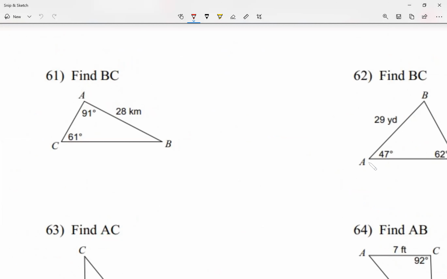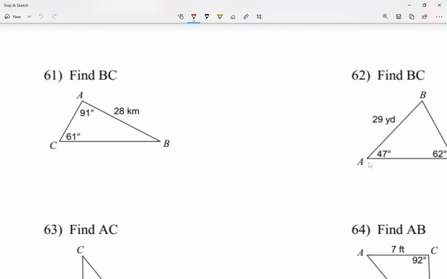Okay, now here, question 61. Have two angles. So for me to find the third angle, I'm going to go 180, right? The 180 is a whole triangle, minus 91 minus 61. So I minus these two angles, and I find out that the third angle is 28. So start with the whole triangle, which is 180 minus the two angles that you have. Boom, you have the third angle.